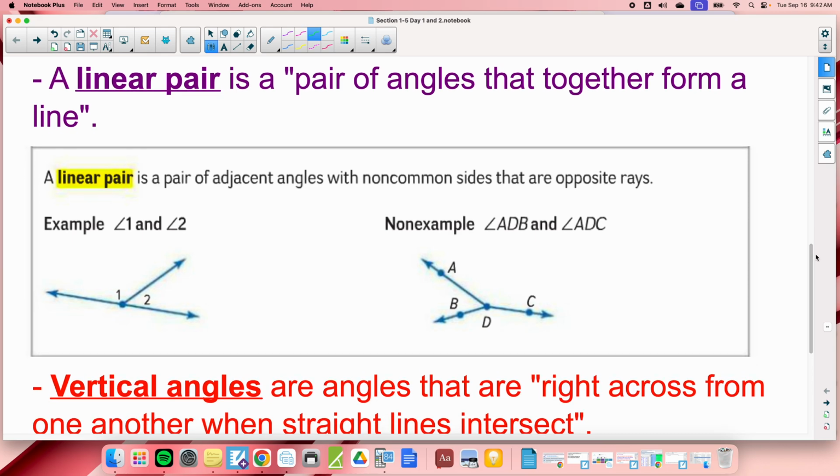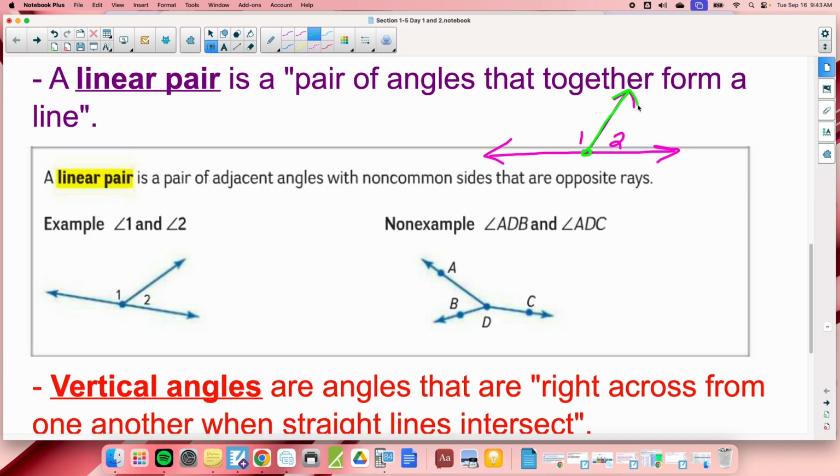All right, so there is something that we're gonna talk about today that's called a linear pair. And here's what a linear pair is. It's a pair of angles that make a line, okay? So if I were to draw what a linear pair looks like, it would be like this, angle 1 and 2. Now notice they're adjacent. They're right next to each other. They share a vertex and they share a side. But what makes them a linear pair is together they form a straight line, okay?